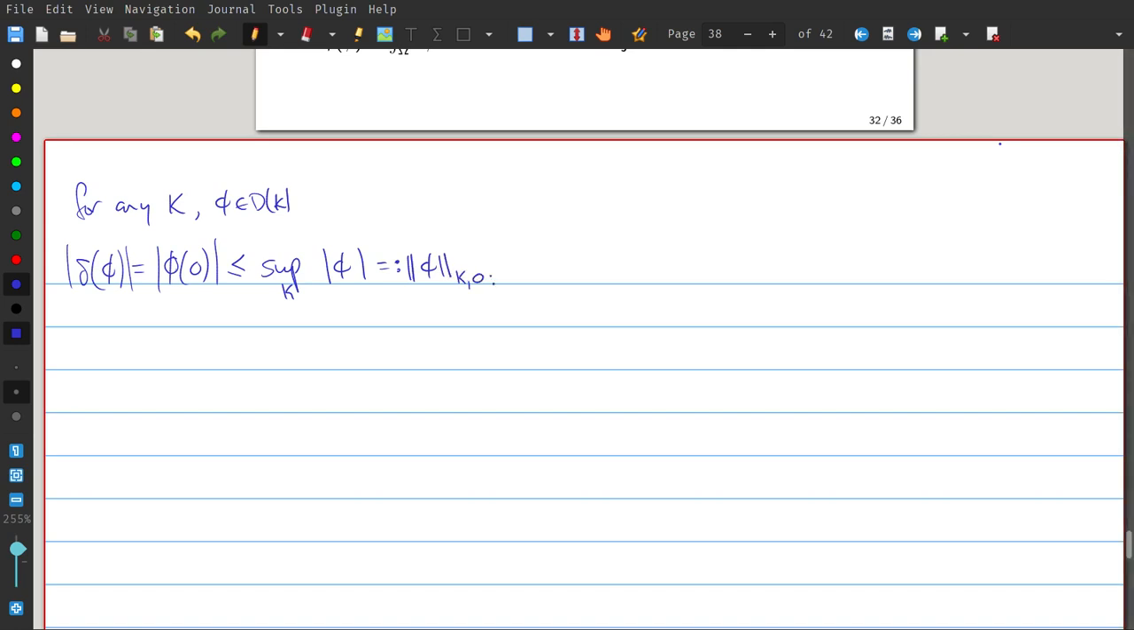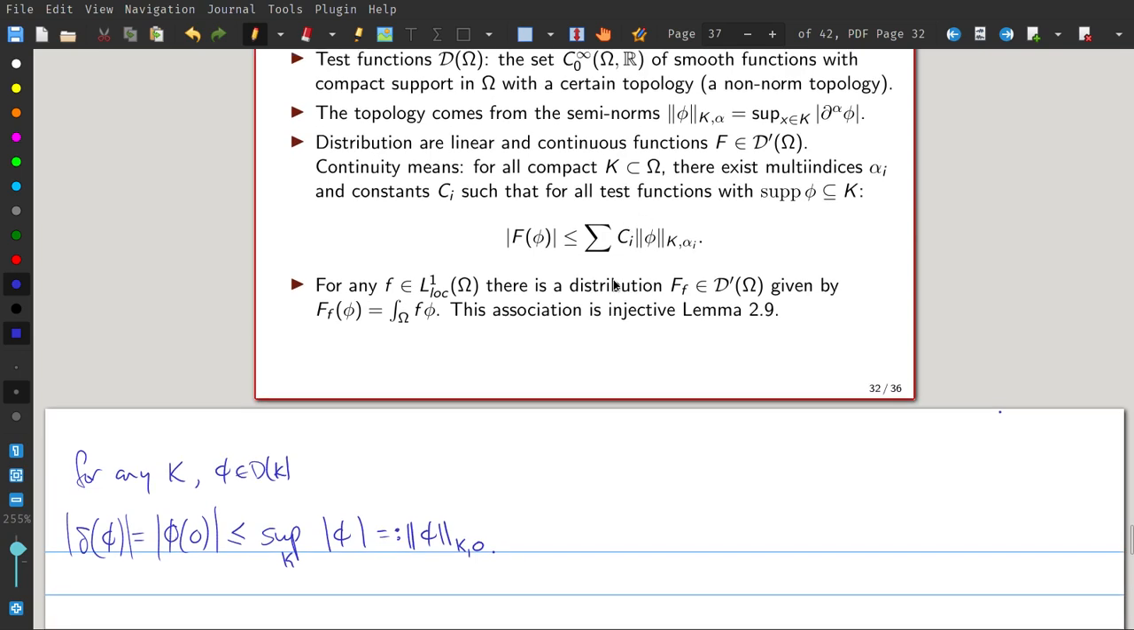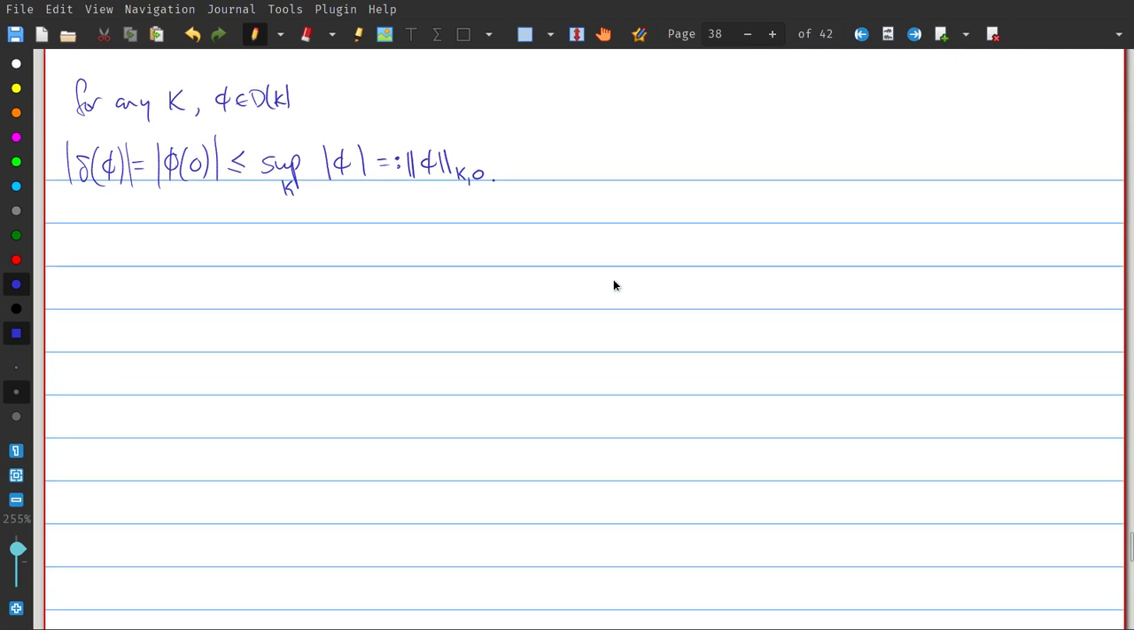All right, this is its 0th semi-norm. So we have that the delta distribution obeys this inequality with just having one term in the sum and the constant being 1.